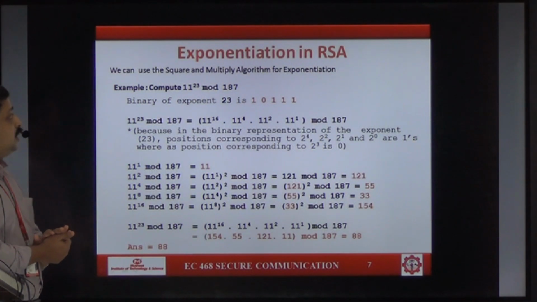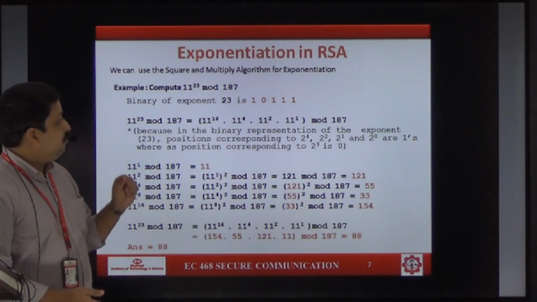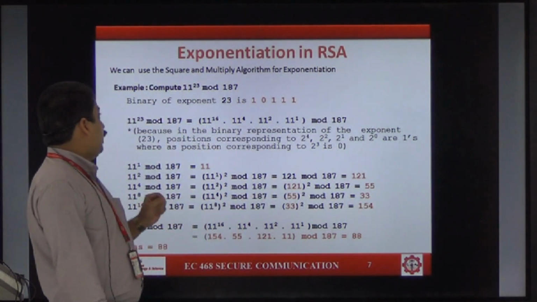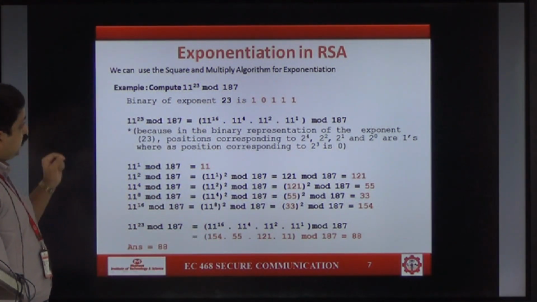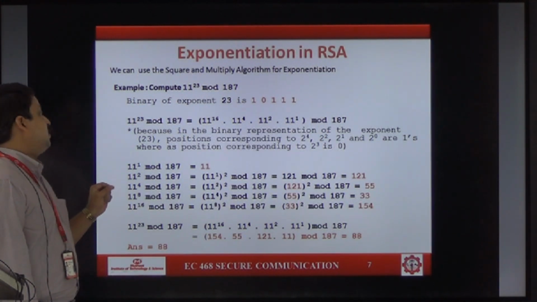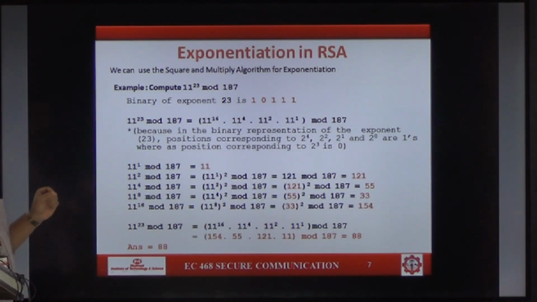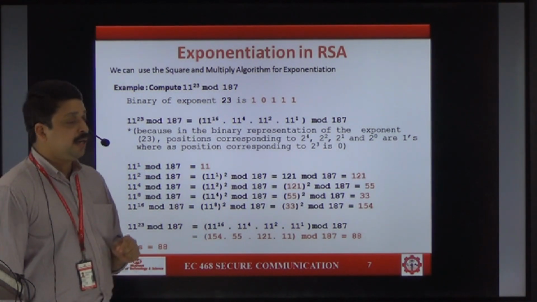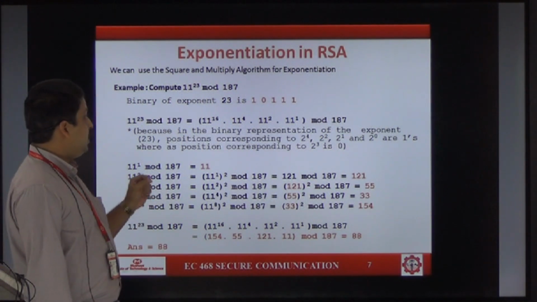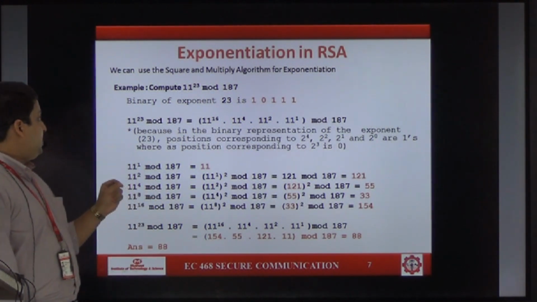Now one of the problems involved in RSA is the computation of large powers, that is exponentiation in RSA is to be computed, and for that computation we use the square and multiply algorithm, which is one of the simplest algorithms that we can use for exponentiation.